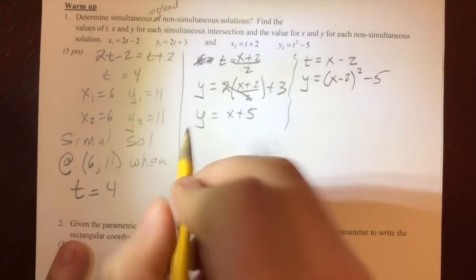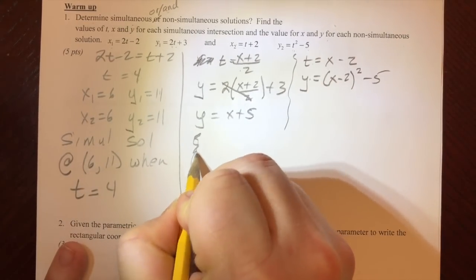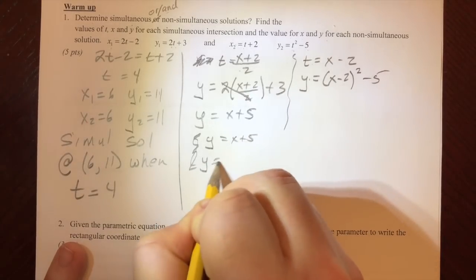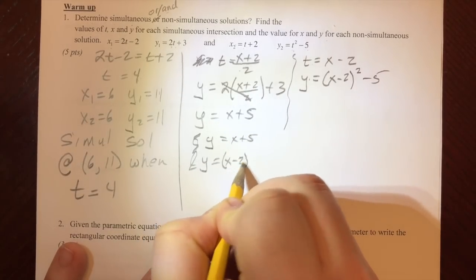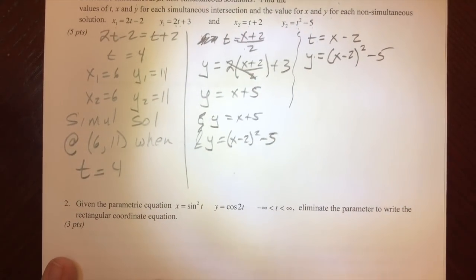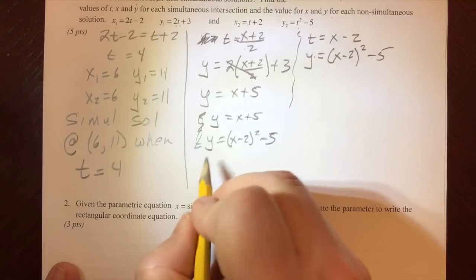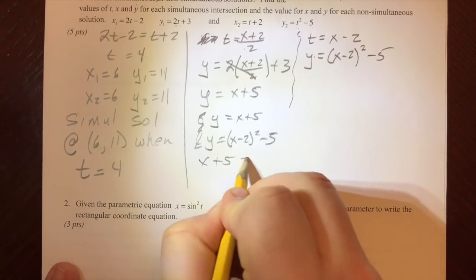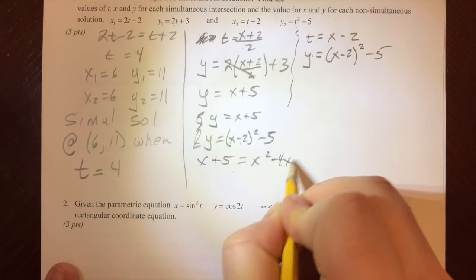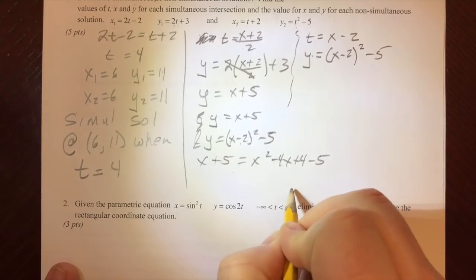So now we create a system. That was horrible. With y equals x plus 5 and y equals (x minus 2) squared minus 5. So with that, we can solve using any of the methods we've had. Without a calculator, I think substitution is probably going to be the easiest. So x plus 5 equals, I'm going to square this out, x squared minus 4x plus 4 minus 5.